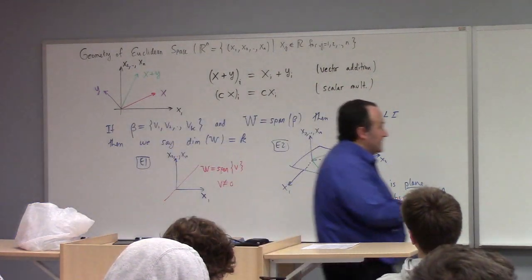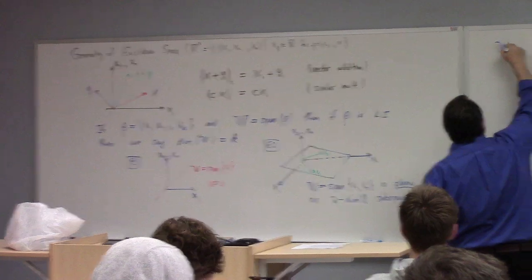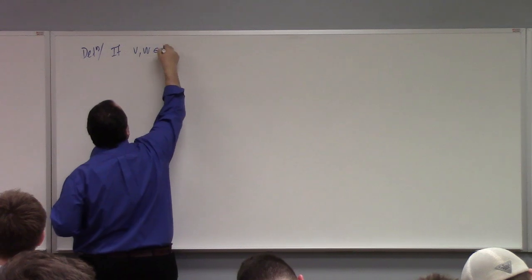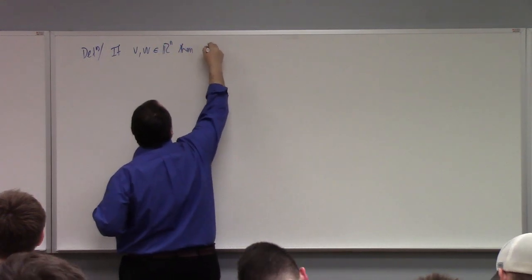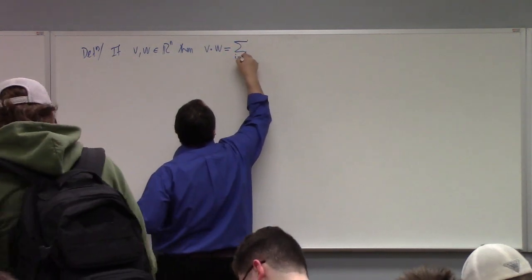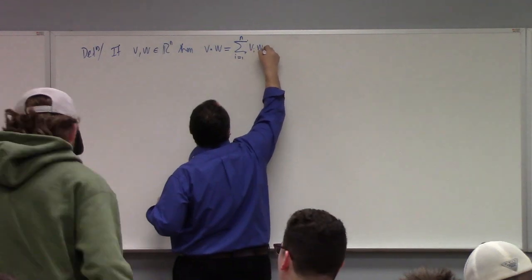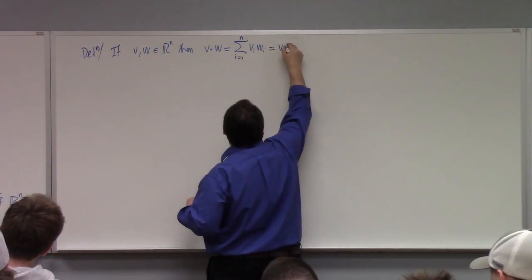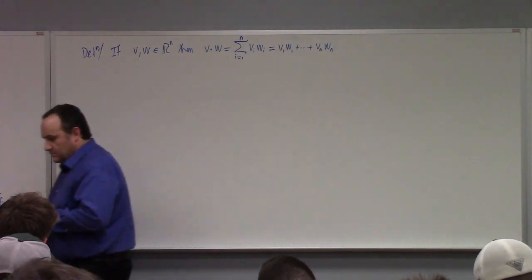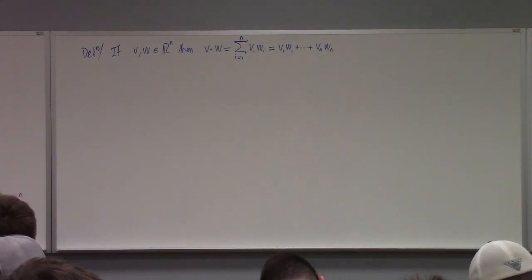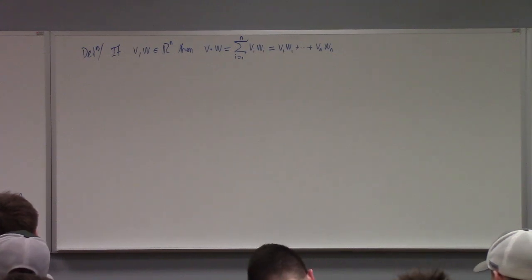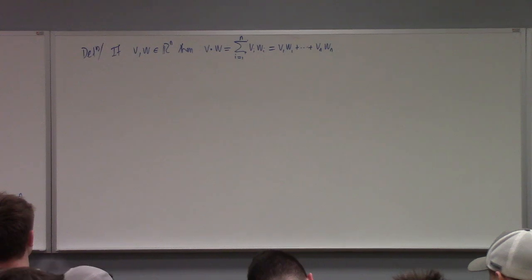The other thing I wanted to talk to you about just a little bit was the definition. If we have V and W in Rn, then V dot W is equal to the summation i equals 1 to n of Vi Wi, right? If you like, this is V1 W1 plus dot dot dot plus Vn Wn. This is the dot product, right? The dot product of 2 n-vectors. We just add products of matching components, yeah?